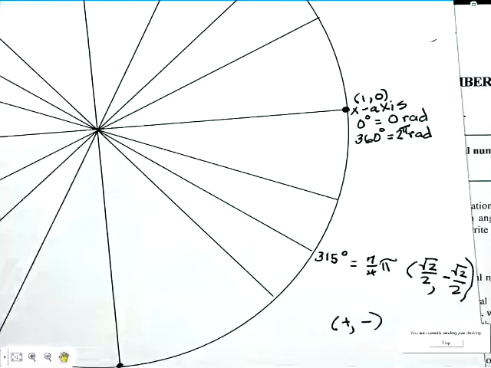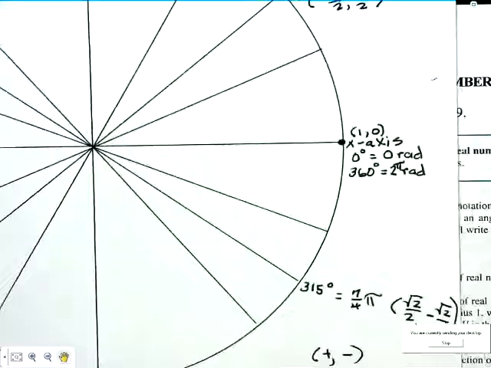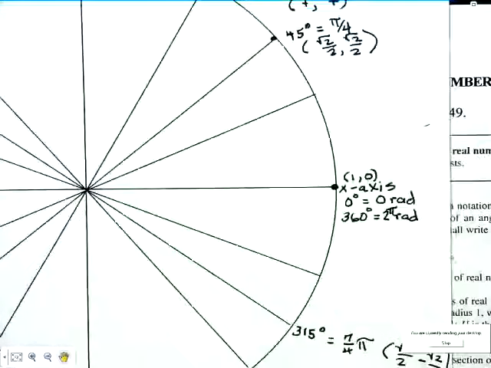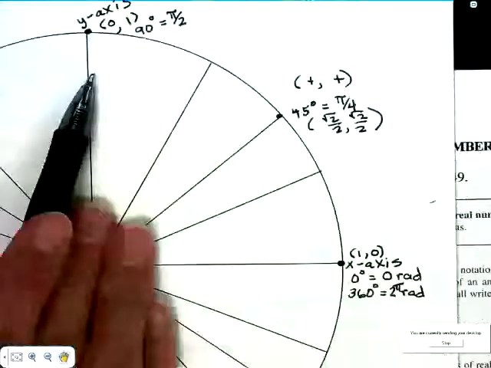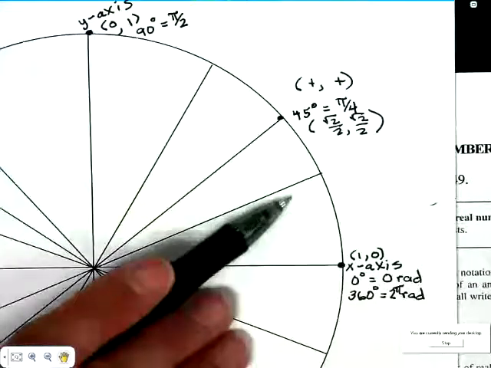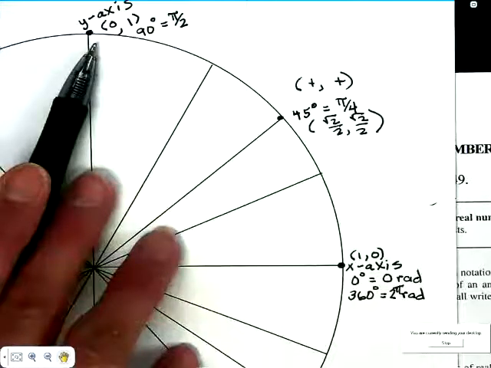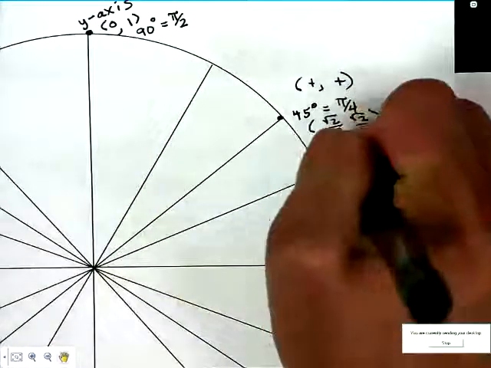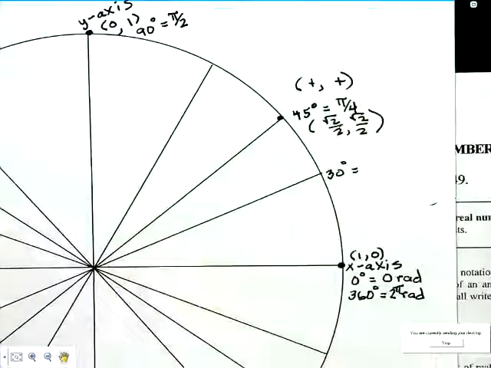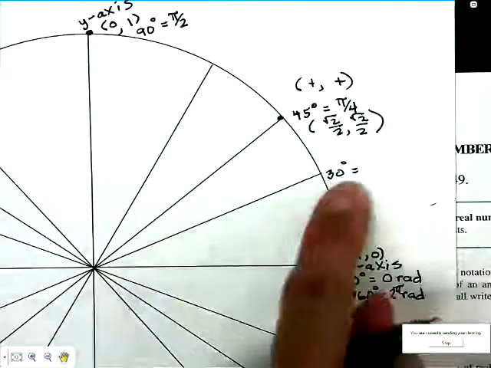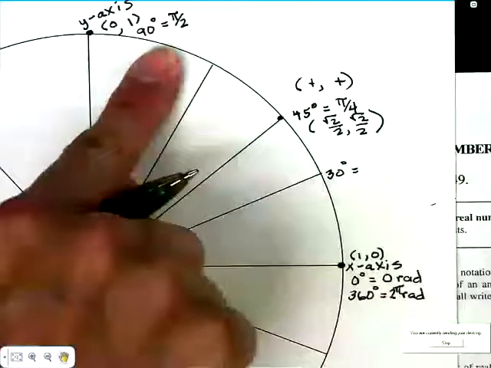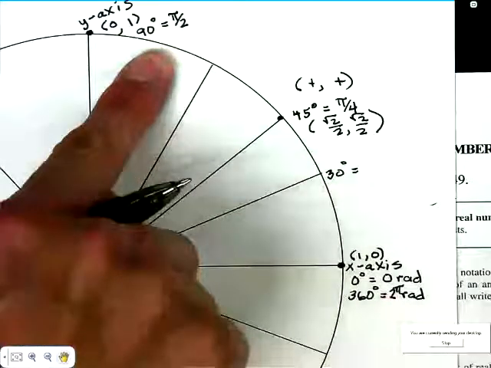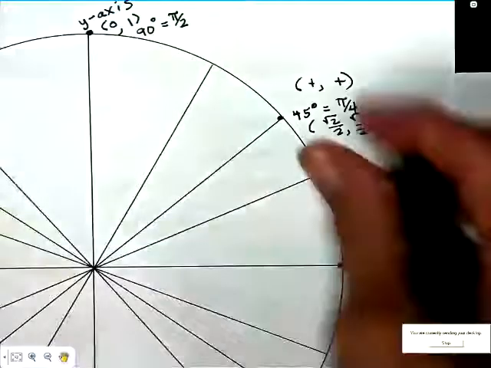All right, let's fill in these multiples of 30-degree angles. If this is pi over 2, and 30 degrees is 1/3 of the way to 90 degrees, what's the radian measure of 30 degrees? It's 1/3 of the way to pi over 2. 1/3 of pi over 2 is pi over 6. So this 30-degree angle is pi over 6.